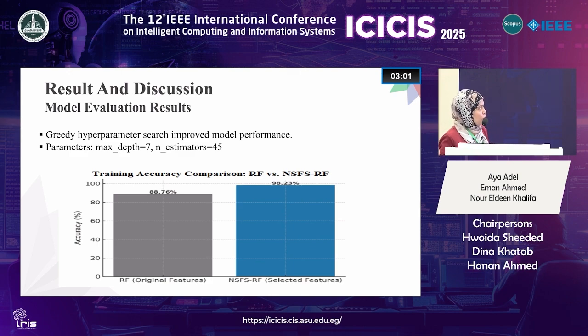After searching using hyperparameter search, we get the optimal structure for the random forest: maximum depth equal to 7, with number of estimators equal to 45. We apply this structure on the original dataset without any selection, and on the dataset with features selected using a neutrosophic set, and we note that the accuracy improved by 9.47%.